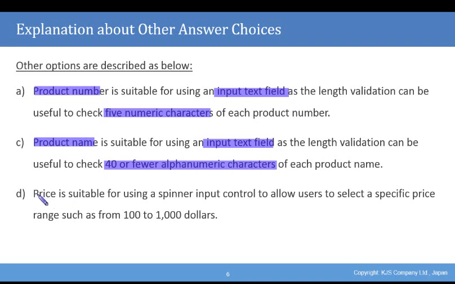Finally, in D, price, it is suitable to use a spinner as the input control, as it allows users to select a specific price range, such as from $100 to $1,000 as suggested in the question. So finally our answer is B. Here we've looked at different graphical input methods for users and what kind of categories they can be used for when defining a system.